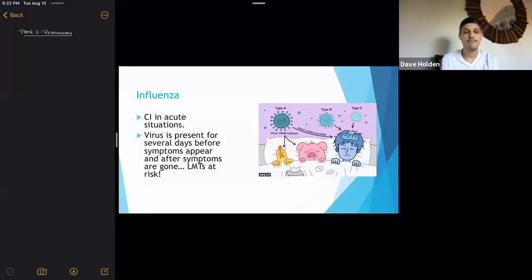So you want to make sure that they've been symptom free for at least several days. Better opt for closer to a week before you massage them, just to make sure they're not contagious anymore. The flu is nasty. It is no joke, and it will rip through spas, guys. It will rip through spas if you are not careful.